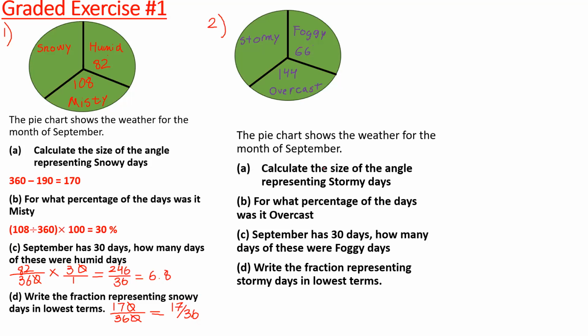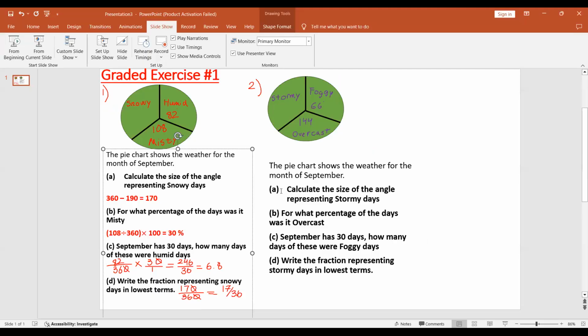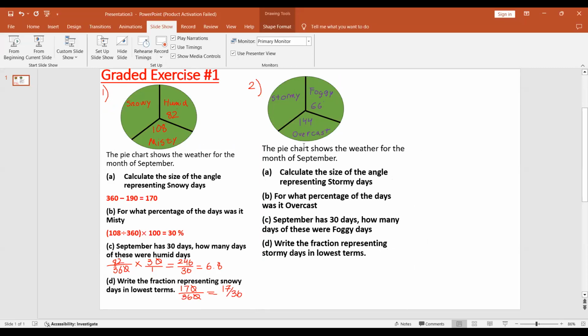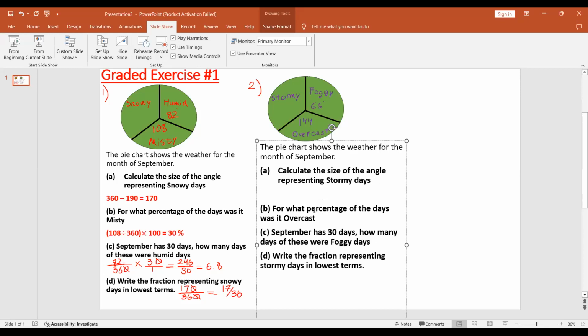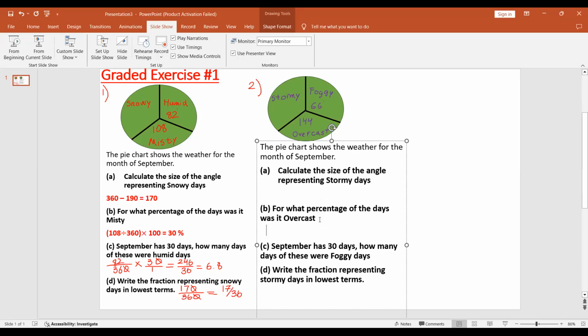Now, next up. The chart shows the weather for the month of September. Calculate the angle representing stormy days. How are we going to get that one? Stormy days, the angle representing stormy days. We're going to add 66 plus 144 first. Very good. So we add 66 and 144.